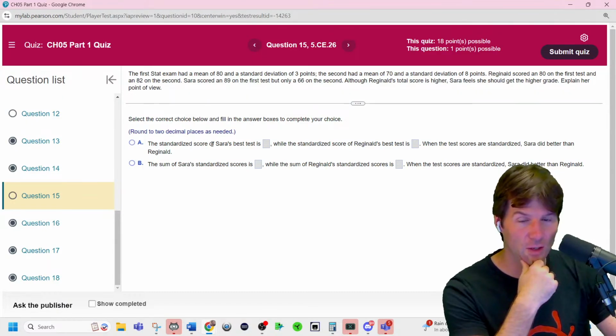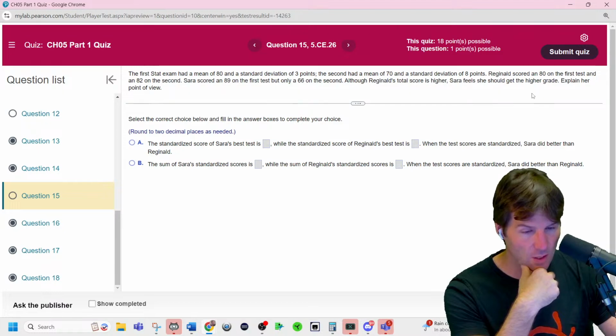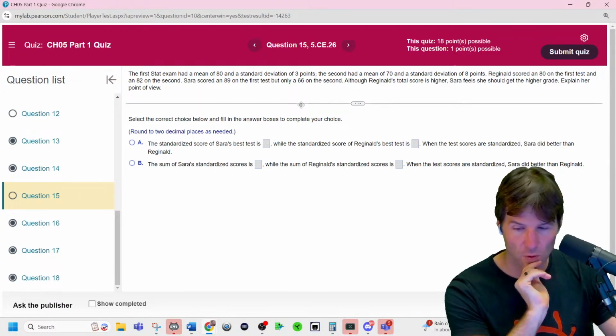Select the correct answer. The first tax exam had a mean of this, standard deviation of this. The second had a mean of this, standard deviation of this. Reginald scored 80 on the first test. He scored the mean, so he has a z-score of 0. Oh, he scored higher on the second test. So he scored a 0 and he scored a 1.5, and that's his 0.75.